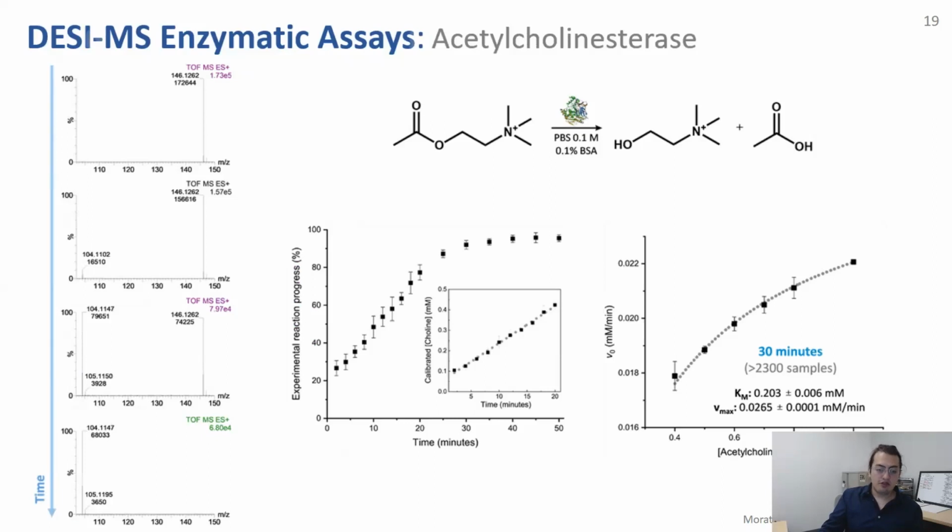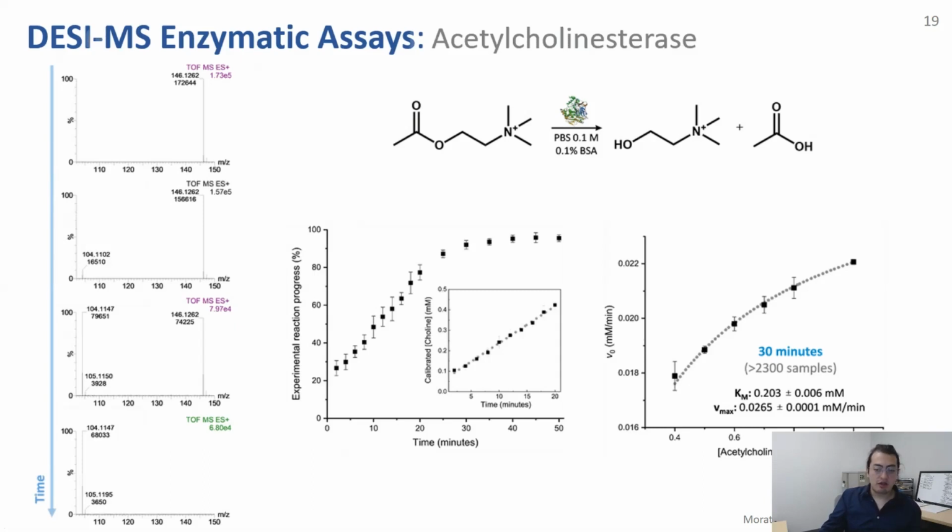And with this information, you can just plot the ratio of these ions over time, and then monitor the experimental progression of the reaction, which you can then calibrate, and estimate initial reaction velocities, do Michaelis-Menten analysis, and find all the kinetic parameters that you want.